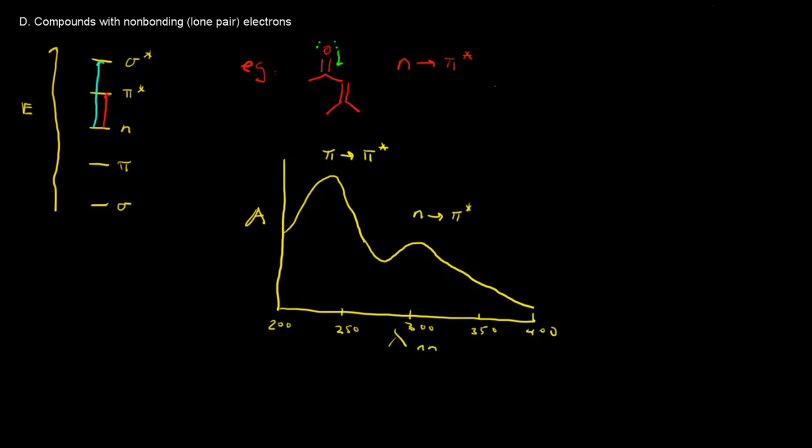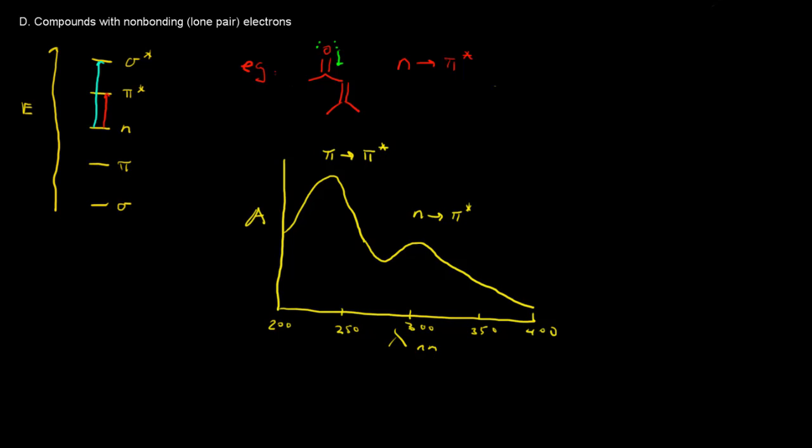Now, those transitions are always of fairly low absorption, fairly low intensity. And the reason for that is that they are effectively not allowed by quantum mechanics. It's known as a forbidden transition, so it's difficult for that transition to occur and statistically improbable.